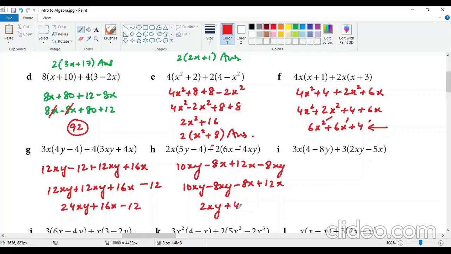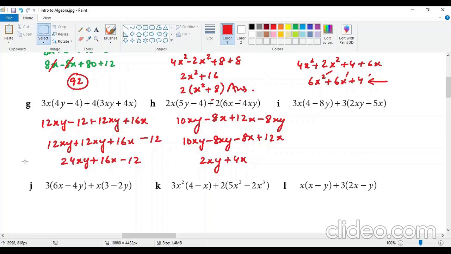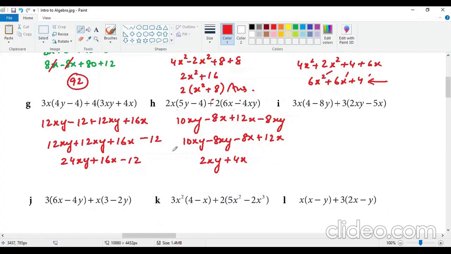Now in these two, what is common? I'll take this one a bit down. What is common in both of them? 2x is common, and this gives us y plus 2 as an answer.